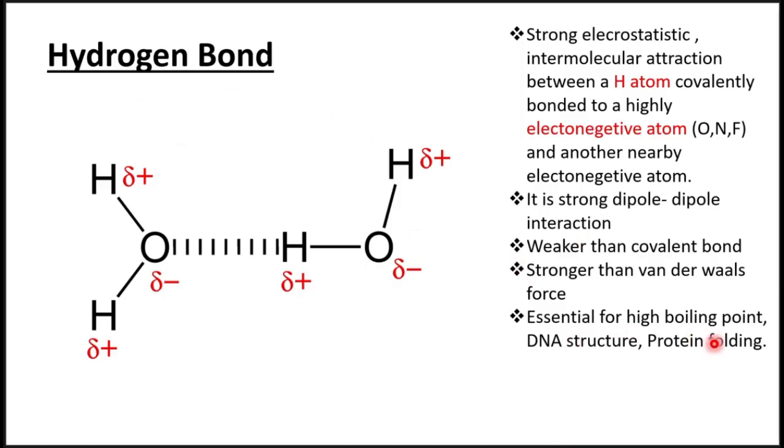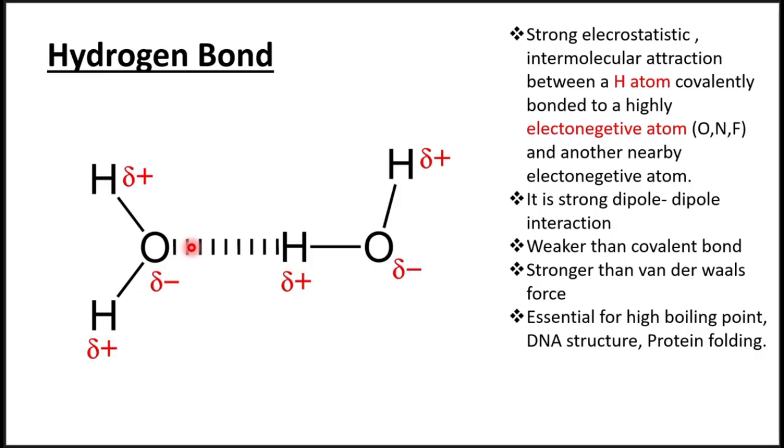What is the importance of hydrogen bond? It is essential for high boiling point, DNA structure, protein folding, etc. So water will have a high boiling point because of this hydrogen bond. It is difficult to break the hydrogen bond. So its high boiling point is 100.